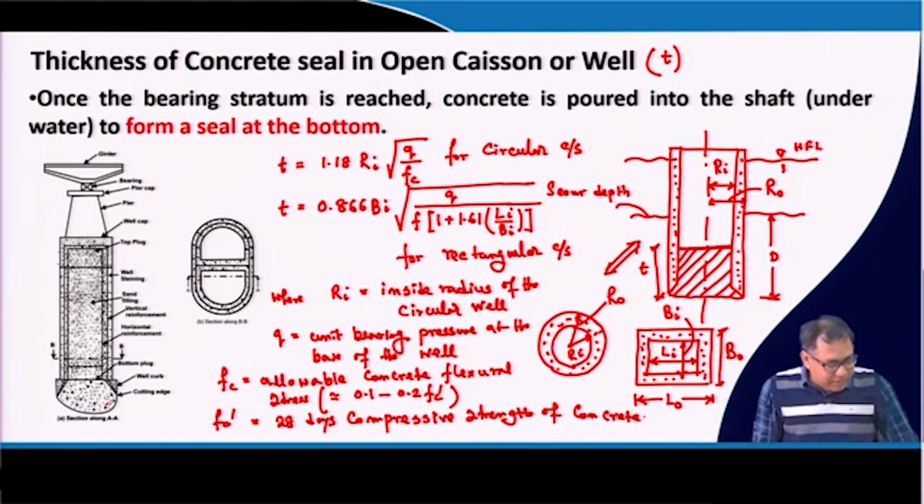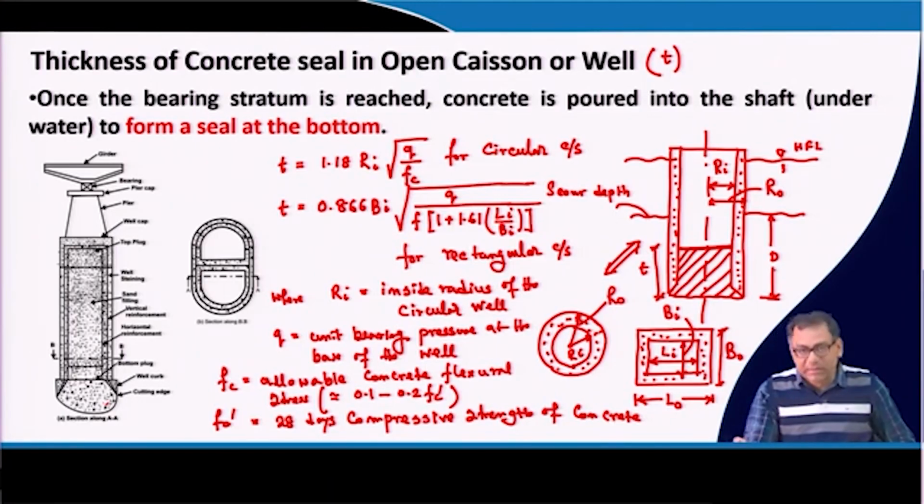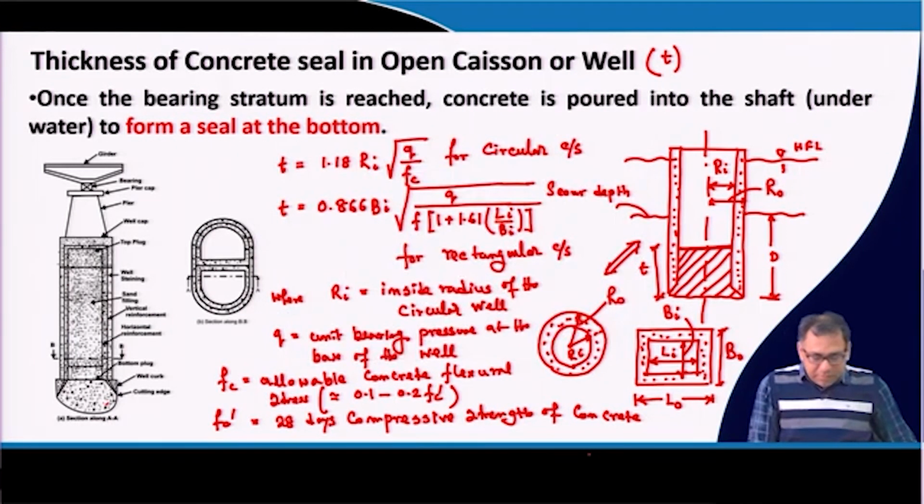Similarly, the BI and LI are the inside width and length of the caisson for a rectangular caisson. So this way we can determine the thickness of that concrete seal, and this depth D is below the scour level. Fine. So now, next, how can we calculate that?